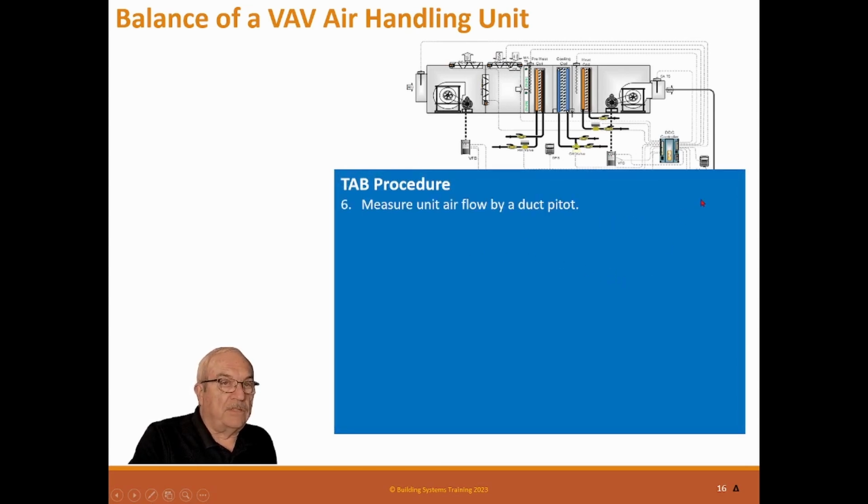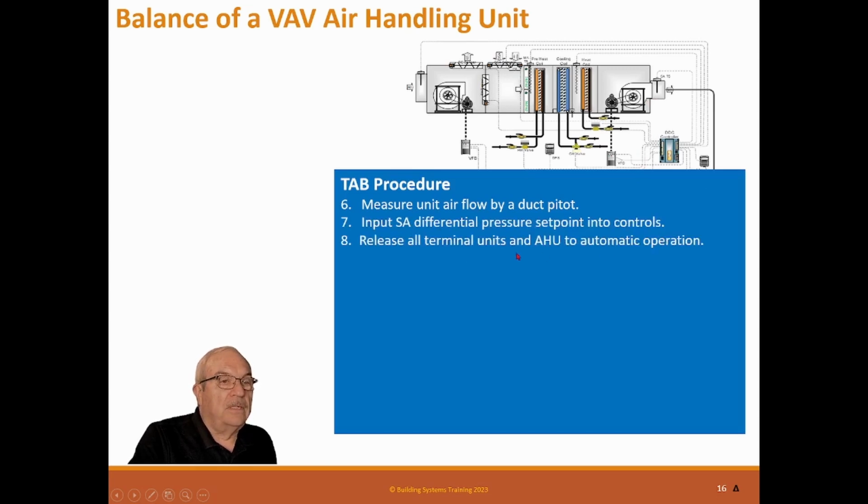When you're all done balancing the boxes, measure the unit airflow. Input supplier differential pressure set point into the controls. Release all terminal units and return to automatic operation. Now, like we talked about earlier in the VAV boxes, when you've got all those boxes balanced and calibrated, then the supplier duct pressure, remember our air handler is still locked, and once we get them all balanced, we read the duct supplier static, and that's our differential set point, and that's what needs to be put in here. Now we can return it to automatic operation.